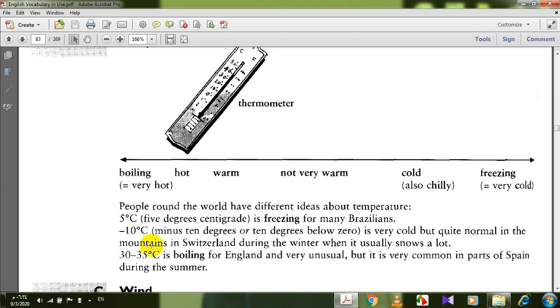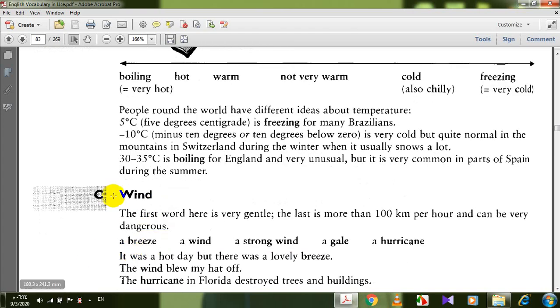Okay? Done with this. Wind. Gone with the wind. The first word here is very gentle. The last is more than 100 kilometers per hour and can be very dangerous. Breeze: very gentle. In Arabic, it means nasim. And the last one, hurricane. Here, the last one is more than 100 kilometers per hour and can be very dangerous. It means the hurricane. Okay? Good.